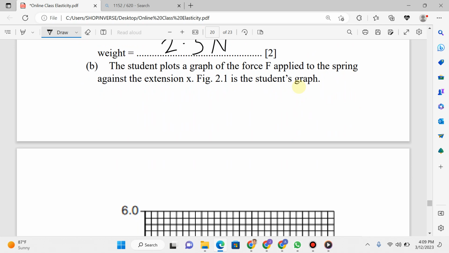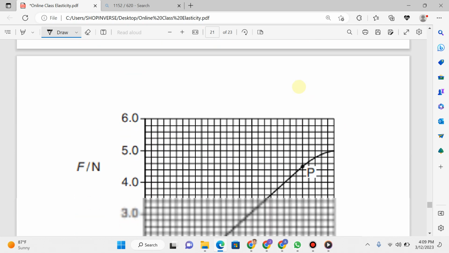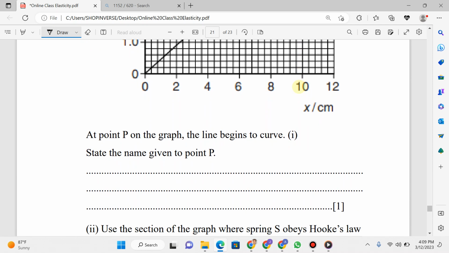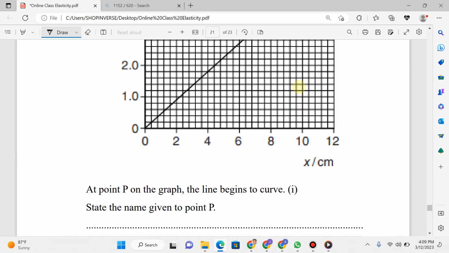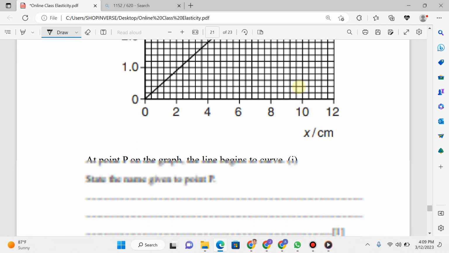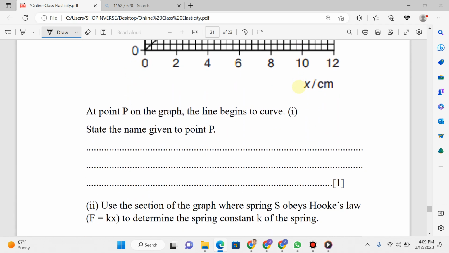The student plots a graph of force F applied to the spring against extension X. Figure 2.1 is the student's graph. At point P on the graph, the line begins to curve. State the name given to point P. The point P is called the limit of proportionality, or you can call it the proportionality limit. That's all.